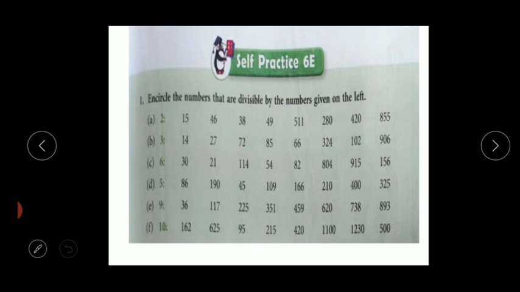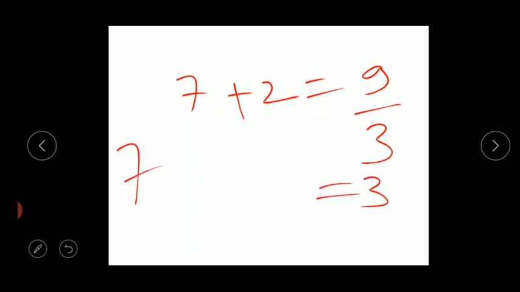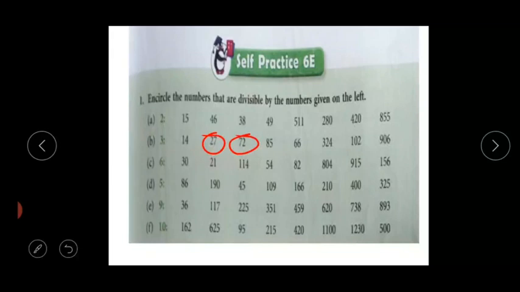Similarly, 3 9s is 27, so we can say that 2 plus 7 is 9, and 3 3s is 9, so 27 is divisible by 3. In the 72 case, just check it out. 7 plus 2 is equal to 9, and 3 3s is 9, so that's why 72 is divisible by 3. Alright.